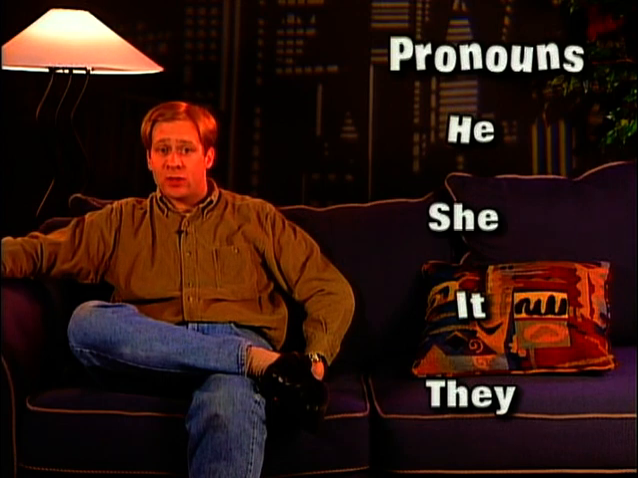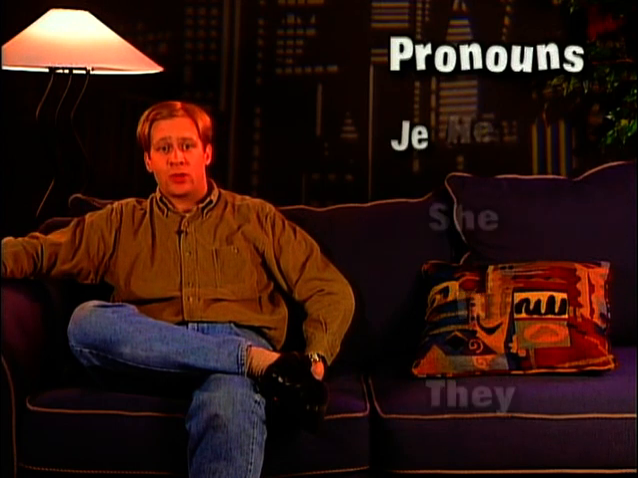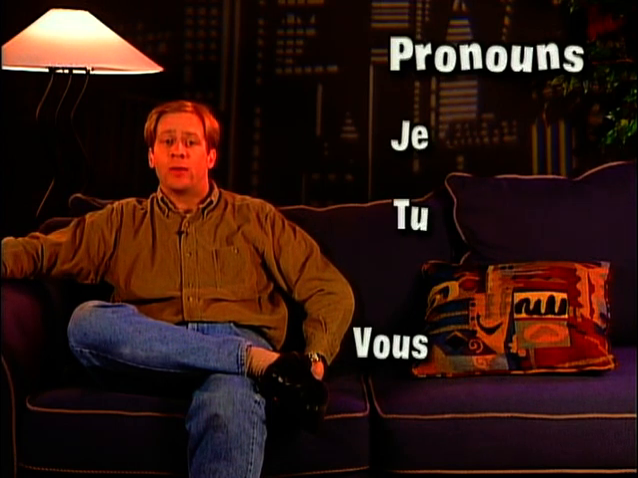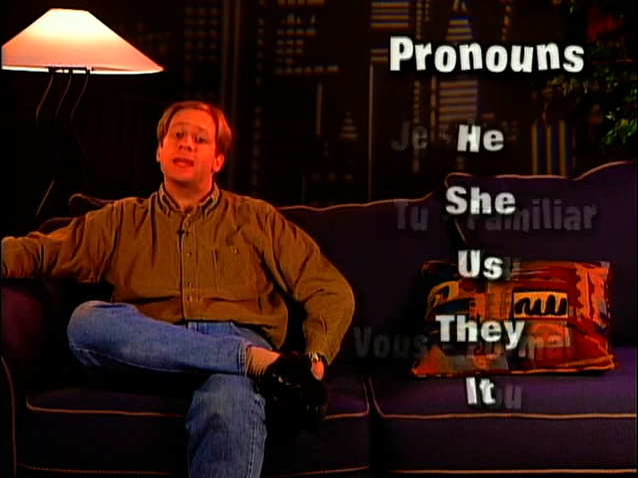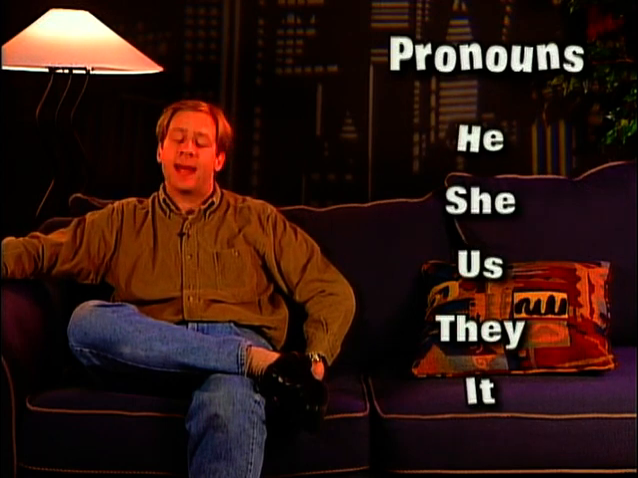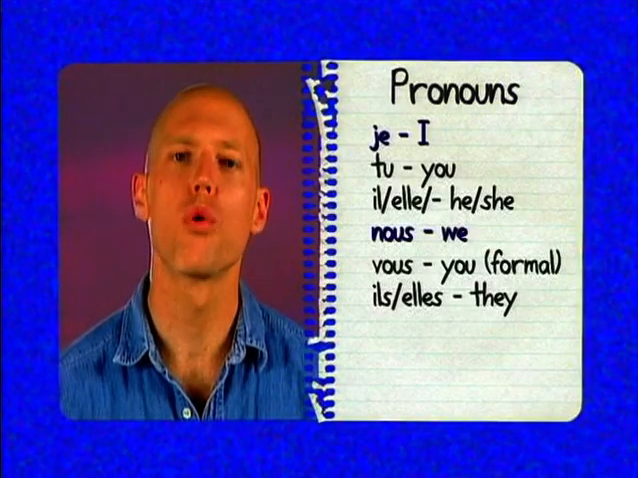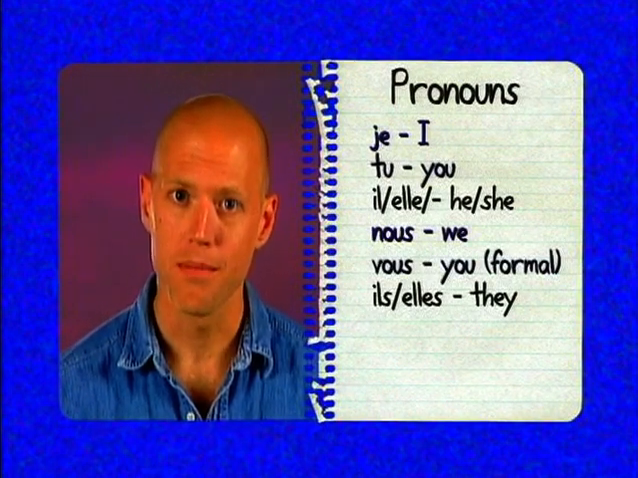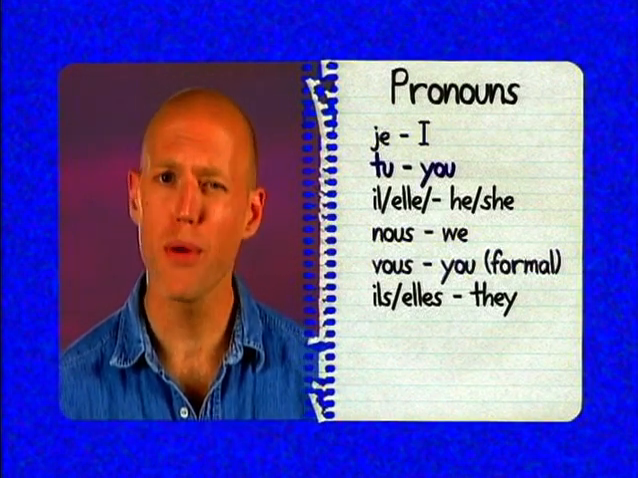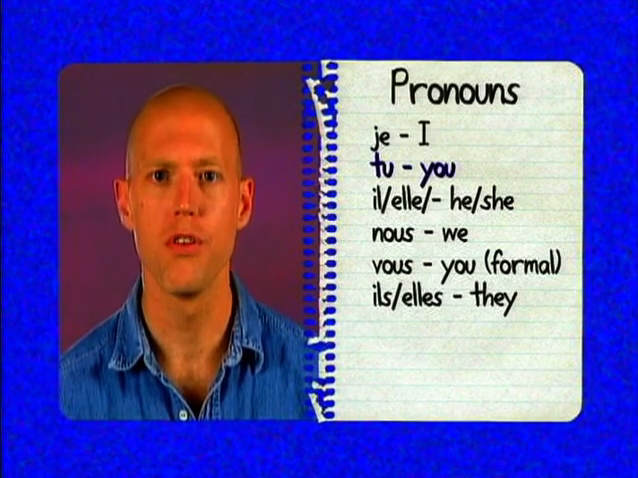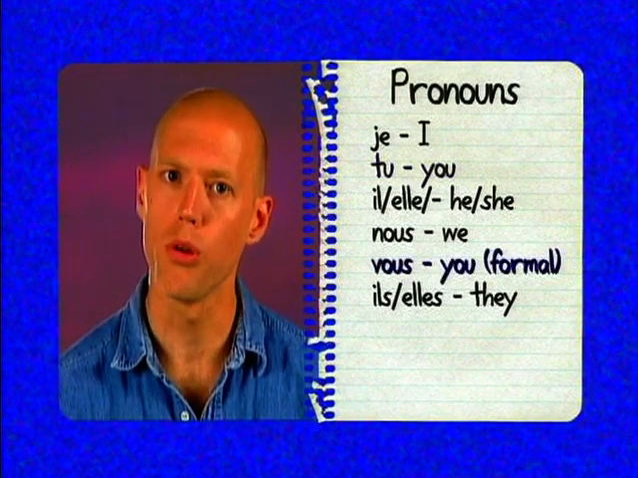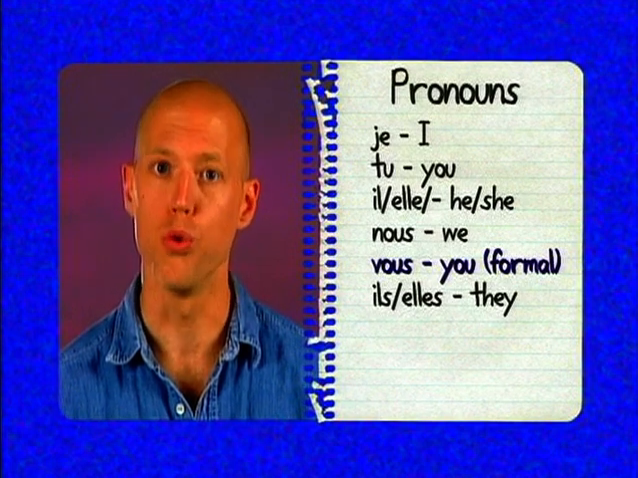You've already been introduced to some of the French pronouns, je, tu, and vous, which, as you know, are I and the familiar and formal forms of you. Now we'll teach you he and she, us and they, and it. The French have words for I and we, as you can see. But when it comes to you, they break things up. You comes in the informal or familiar version, tu, and in the formal or polite version, vous.